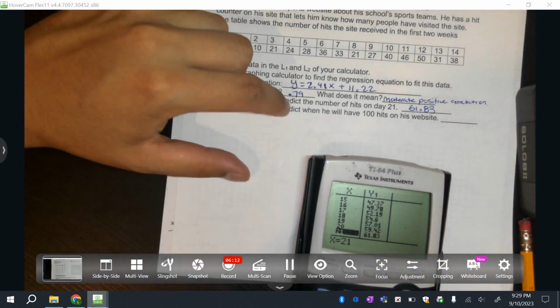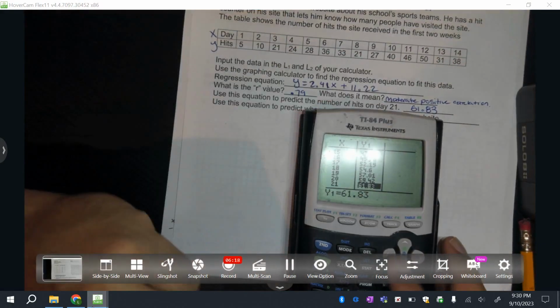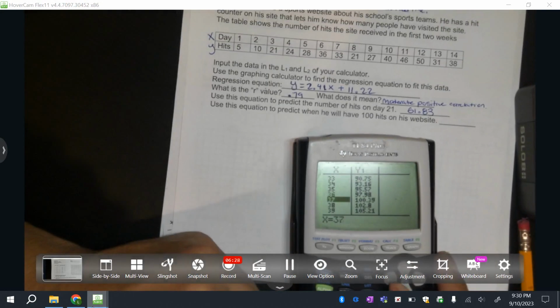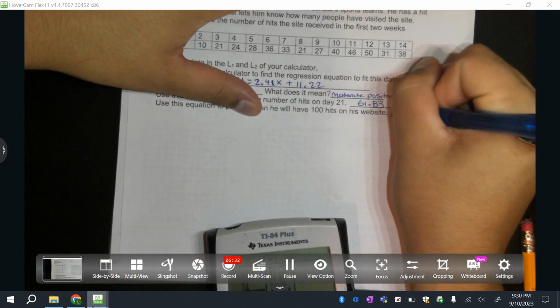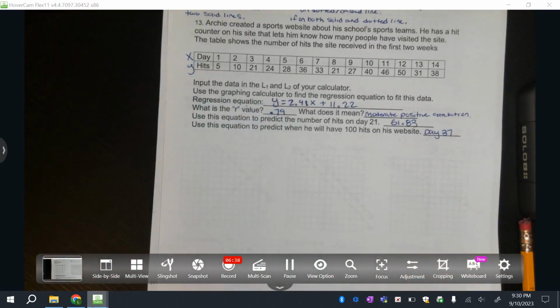Now use this equation to predict when he will have 100 hits. So this number of hits is the y value, and we find how many days it is going to take to reach 100 hits. So on day 37. Alright, that's the end of the review.